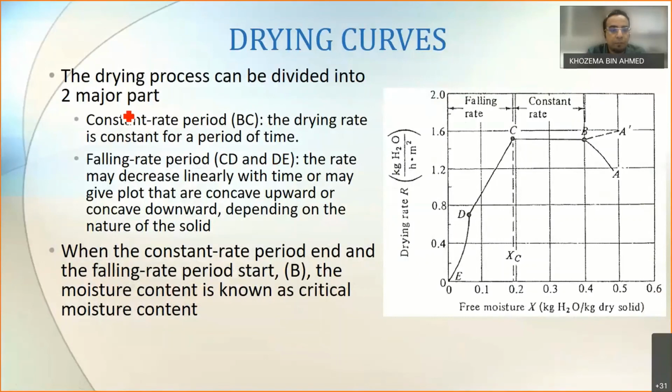The drying process is divided into two major parts. We have the constant rate period, mentioned just now, from B to C, and also the falling rate period. C to D is your first falling rate period, and D to E is your second falling rate period. When the constant rate period ends and the falling rate period starts, the moisture content is known as your critical moisture content. So your XC here is known as your critical moisture content.